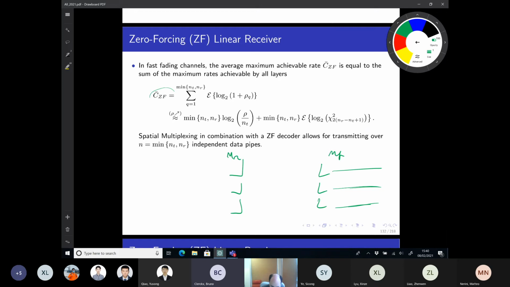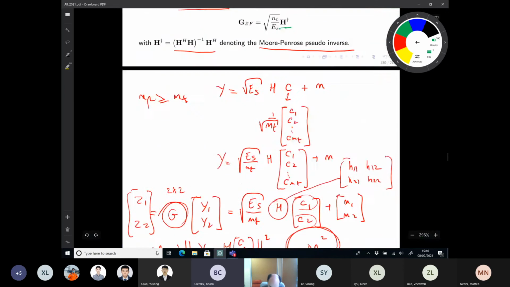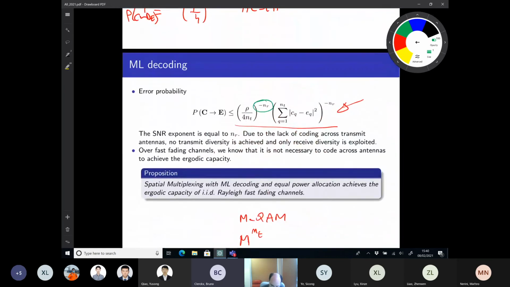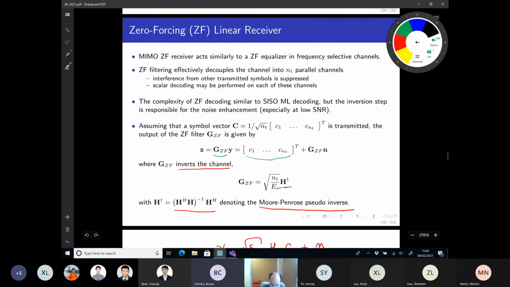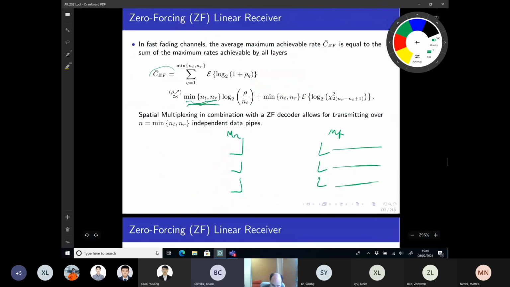I can achieve now multiplexing gain, right? This is still the minimum of NT and NR. So this is the same as what I can get with the ML. And actually, I did not mention the ML here because we discussed this already before. If you look at the multiplexing gain that is achieved by ML, it is also a minimum between NT and NR. So the same is actually maintained here with the zero forcing.